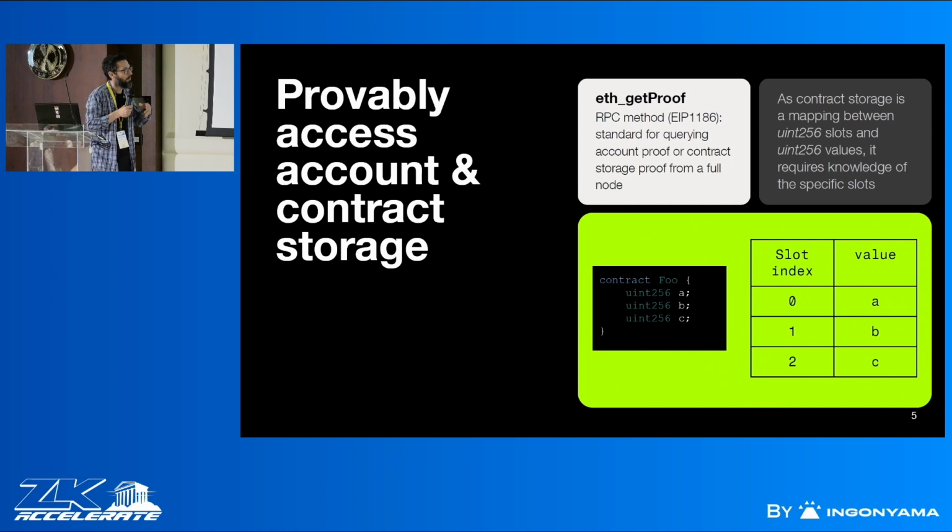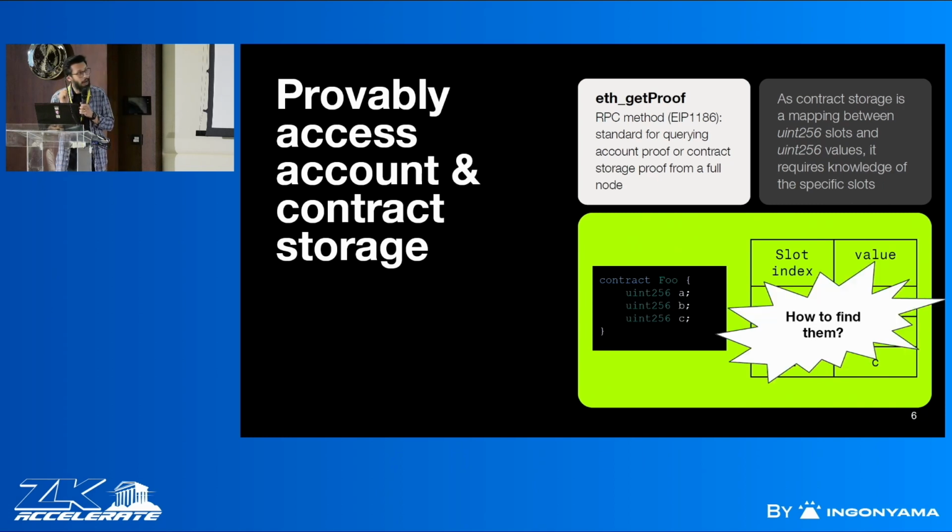So you have your smart contract, you have your variables. They can be statically sized, they can be dynamically sized. When they are dynamically sized, with more complicated data structures, things get a little more complicated. But in general, in order to be able to use this eth_getProof method, you really need to know how to find these keys, this slot index.